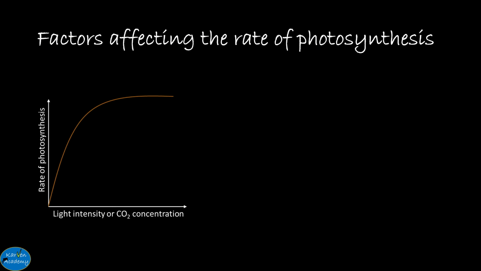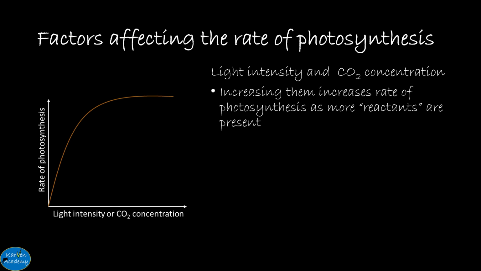So the next factors that affect the rate of photosynthesis are light intensity and carbon dioxide concentration. The graph for light intensity and carbon dioxide concentration is the same, hence the reason why I put both of them on the x-axis. So increasing light intensity and carbon dioxide concentration increases the rate of photosynthesis because they are needed for the reaction to occur.